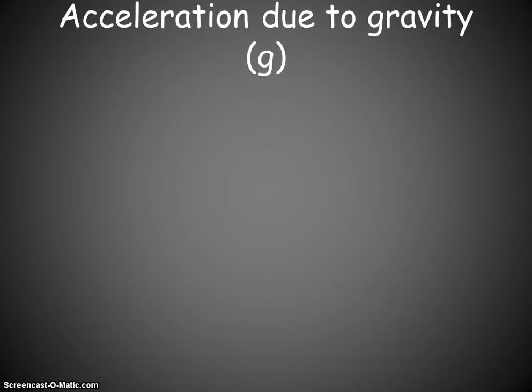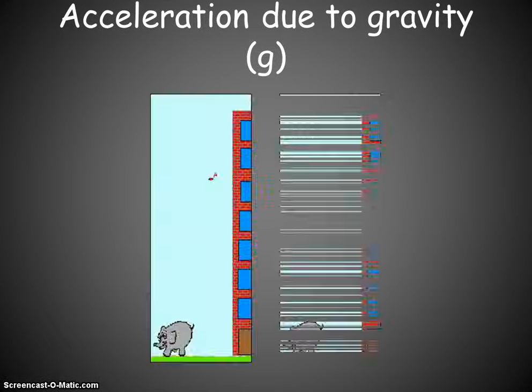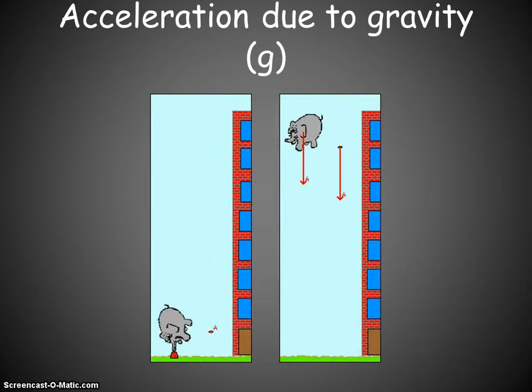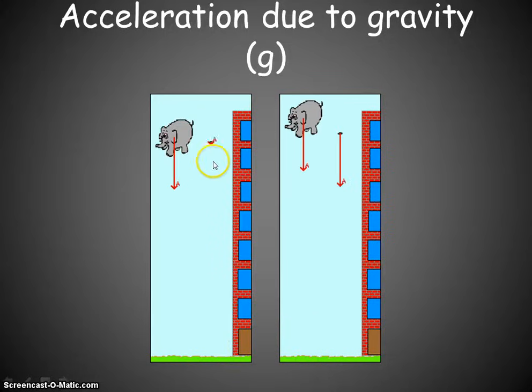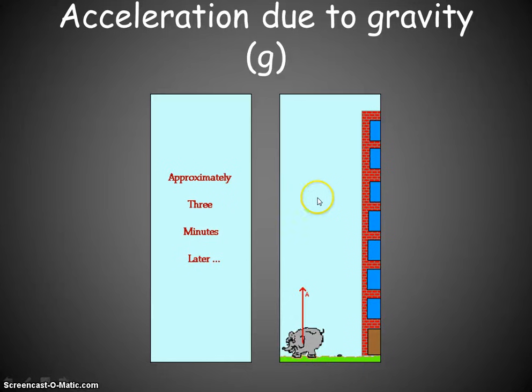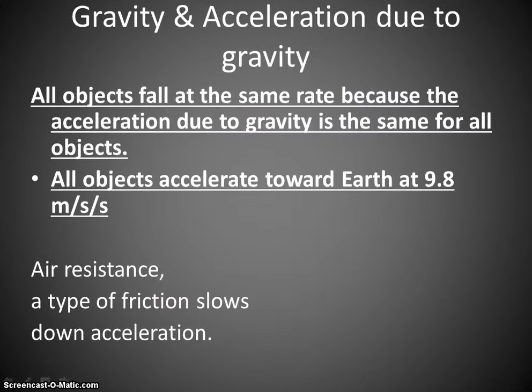That's gravity. We've already talked about the force due to gravity. Well, that's the acceleration due to gravity. So here we go, that elephant, and you've got a very small feather. Now on the Earth, all objects fall at the same rate because the acceleration due to gravity is the same for all objects. All objects accelerate towards the Earth at 9.8 meters per second squared, whether it be that elephant or a feather. Gravity affects them the same.